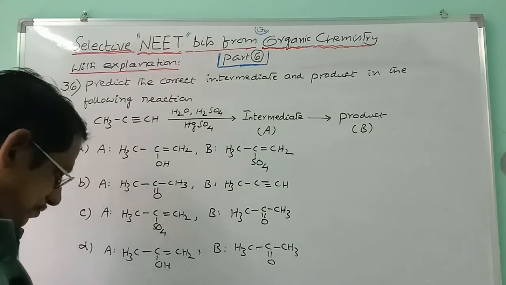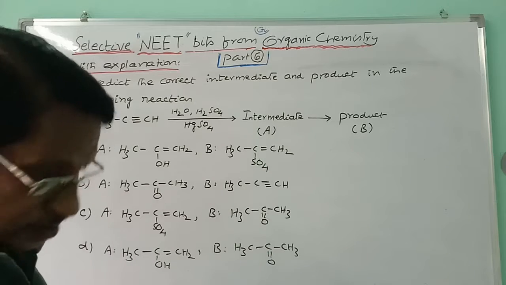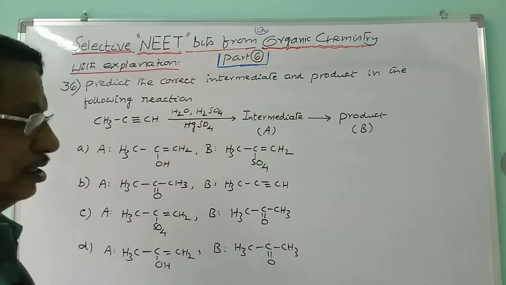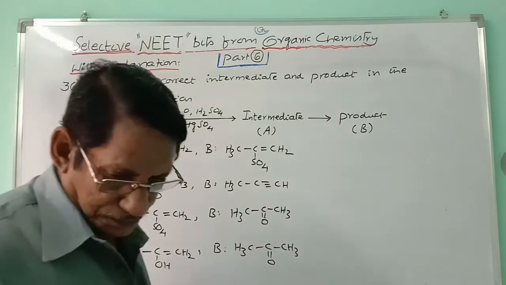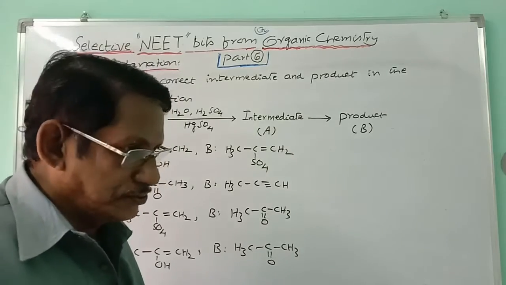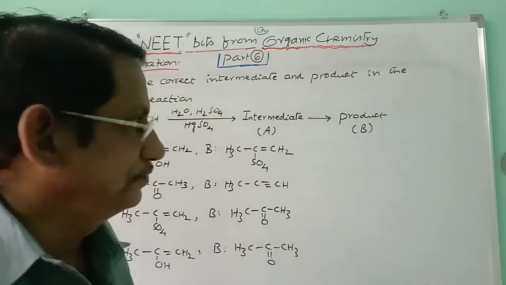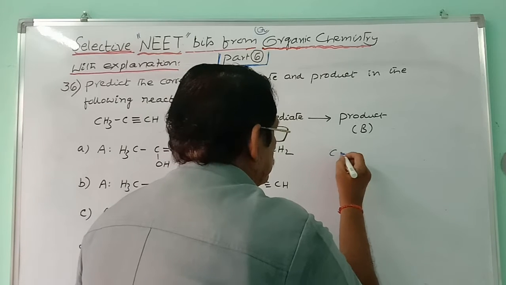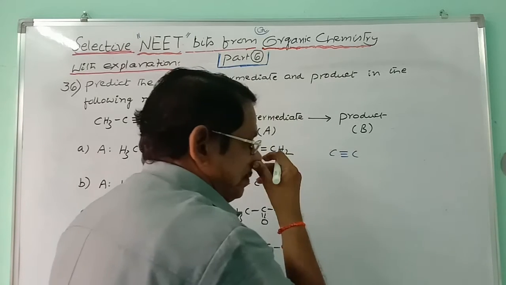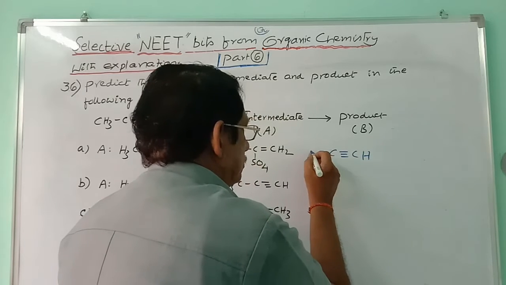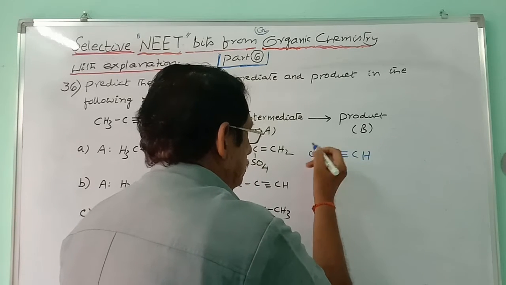Bits are given here. This is the well-known reaction for the preparation of acetone or acetaldehyde from alkynes. Alkynes undergo electrophilic addition reaction also, water addition. So I am taking here C triple bond C, here H, here CH3. This is propyne.